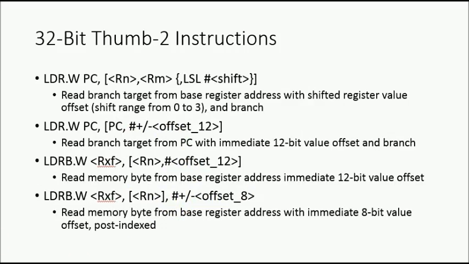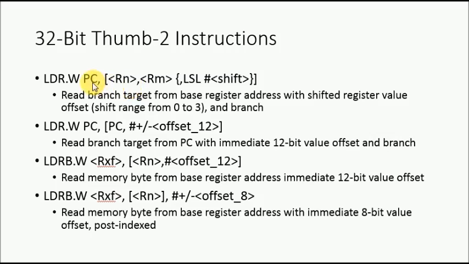LDR.W PC comma RN comma RM comma LSL hash shift. This instruction is going to shift the content of the RM register to the left, and that will be added to the register content RN, and that will create the physical address, and the data which is present at that physical address will be loaded into the program counter.